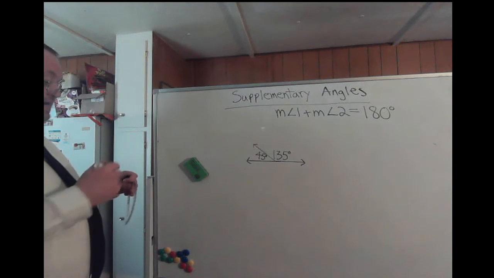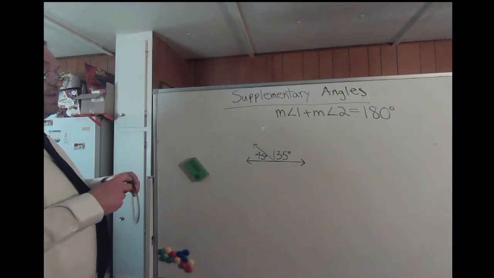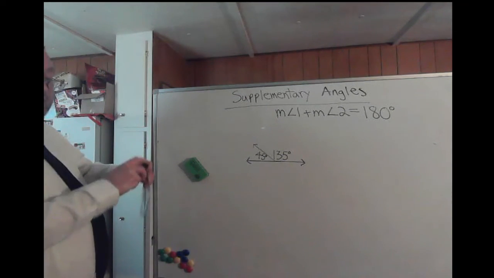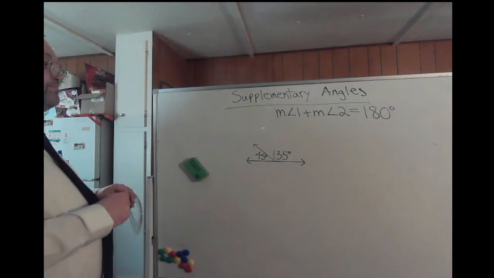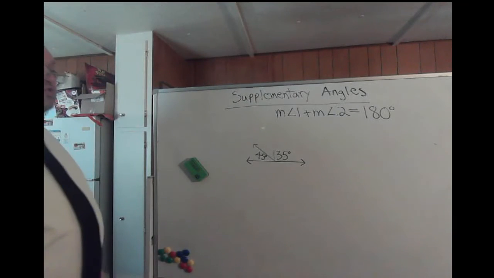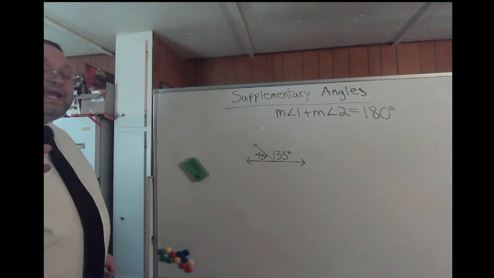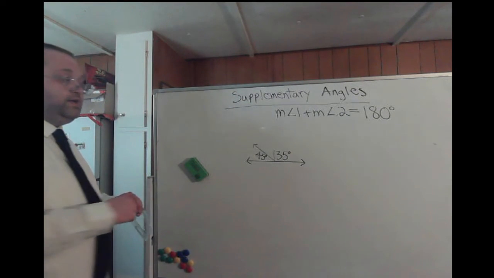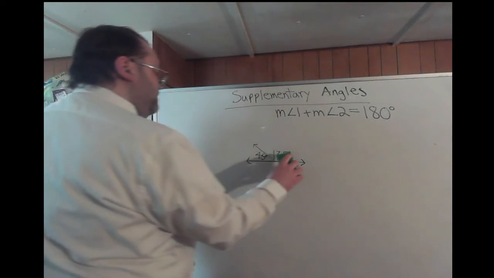If you want to find out what the value of an angle is, you just subtract it from 180, you'll get the other angle. So you have a 45-degree angle and a 135-degree angle. Together, they add up to 180 degrees. They're supplementary angles.